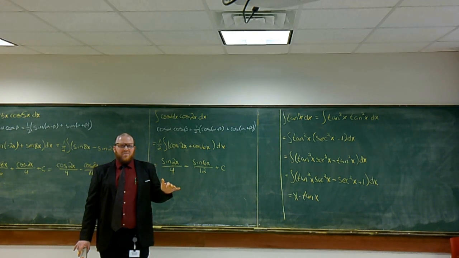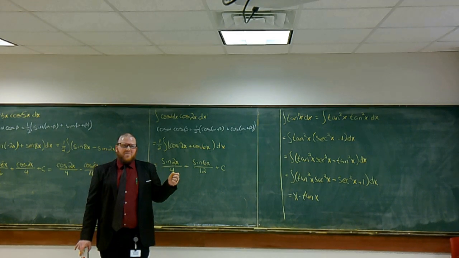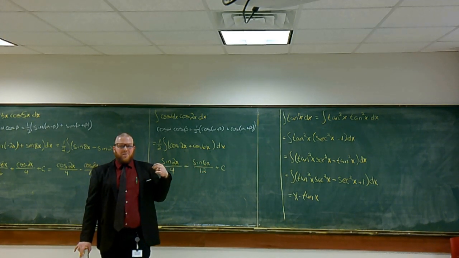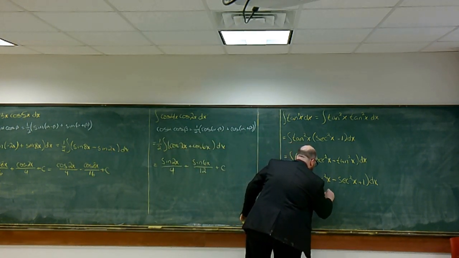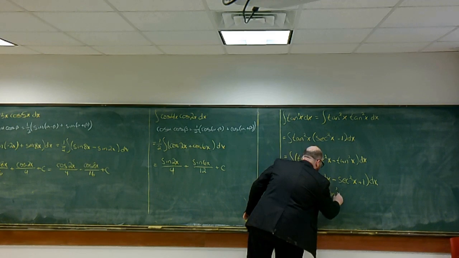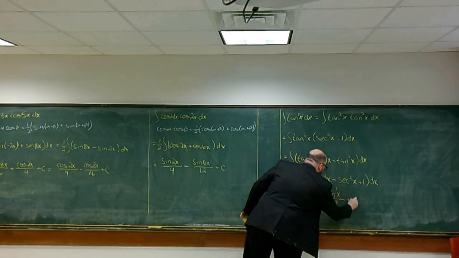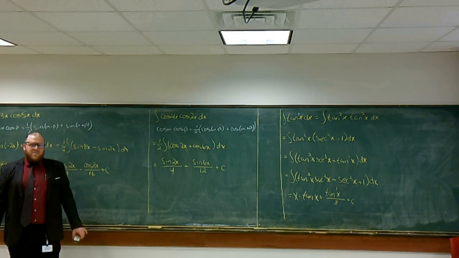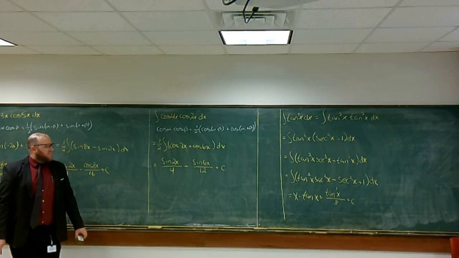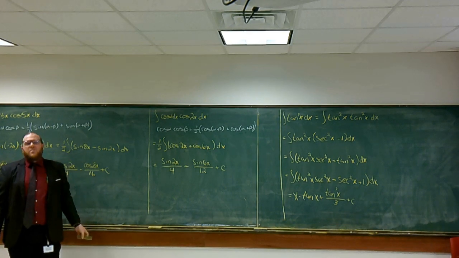Secant to the fourth. You went too high. So u cubed over 3, right? You just look at the power rule, u squared, integral, u cubed over 3, u is tangent. So it's tangent cubed over 3. And there's the antiderivative of tangent to the fourth.